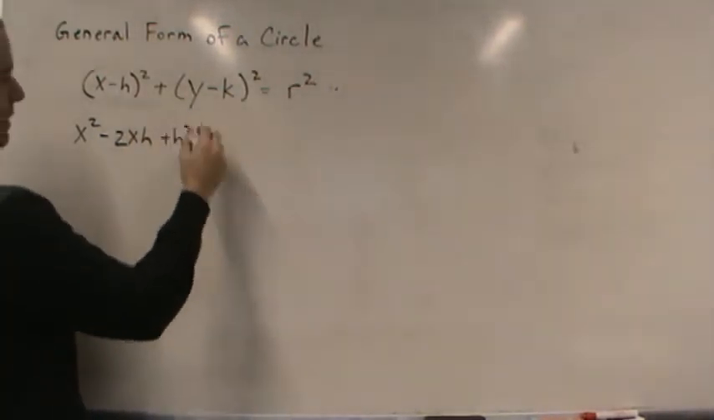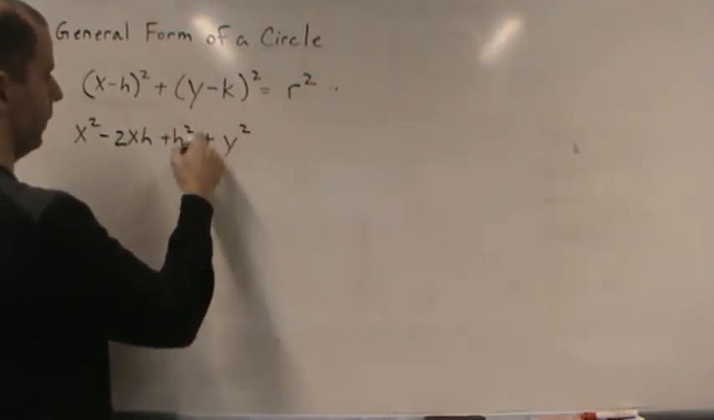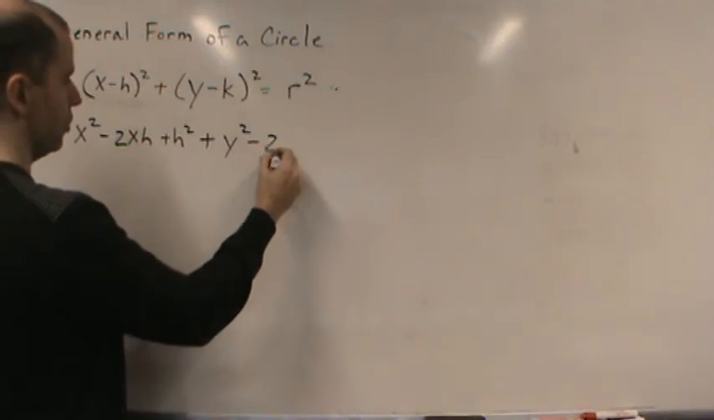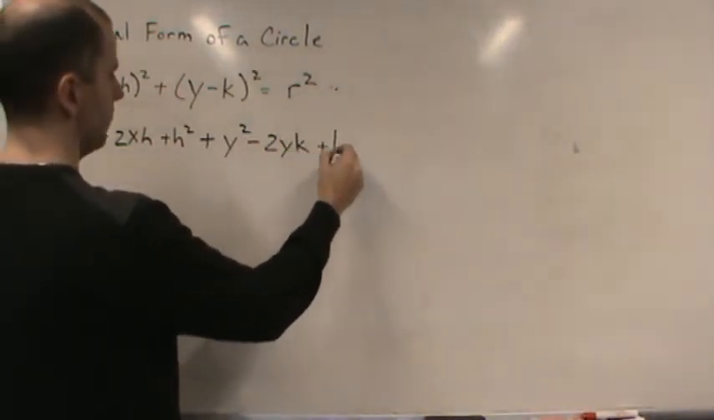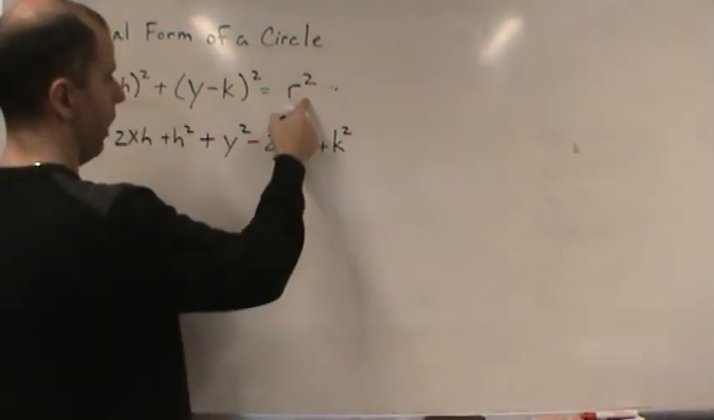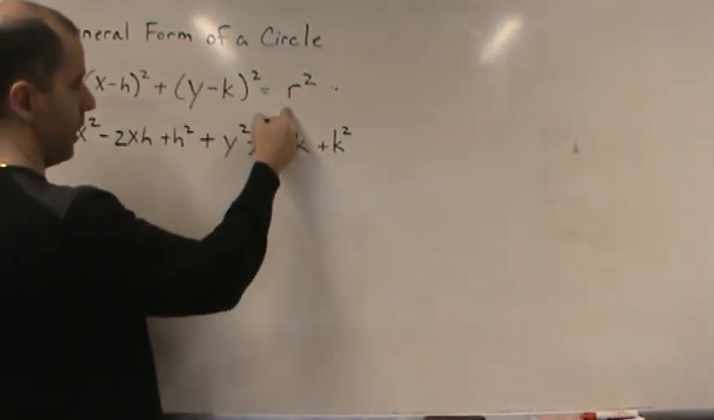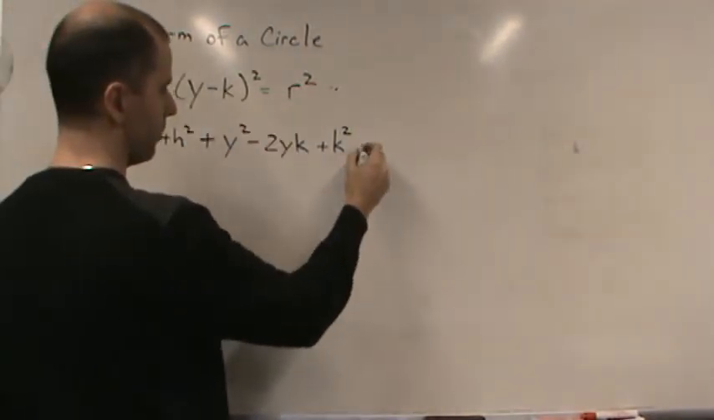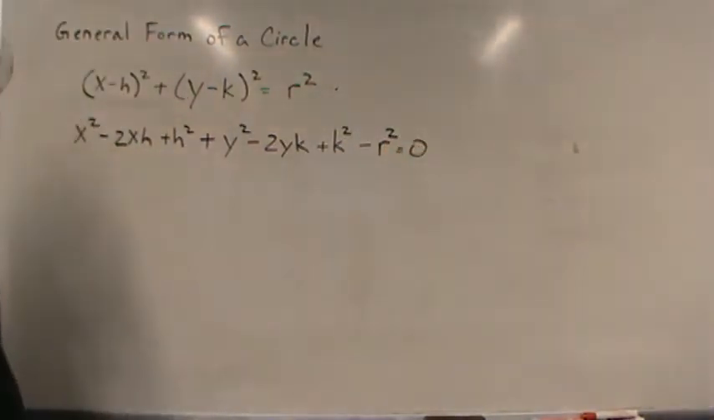And then if I expand this out using the FOIL method, I'm going to get something very similar. I'm going to get y squared, minus 2yk plus k squared. Now I'm also going to bring this r squared to the other side, so I'm going to subtract r squared from both sides. And I get this. Okay?